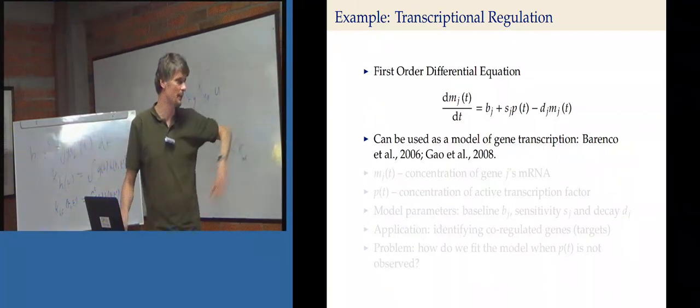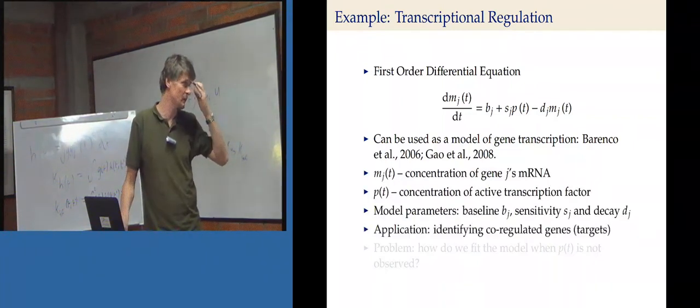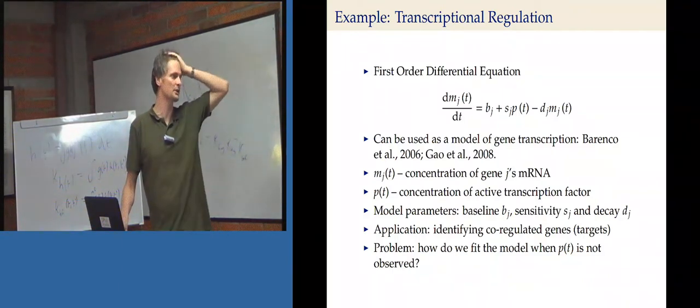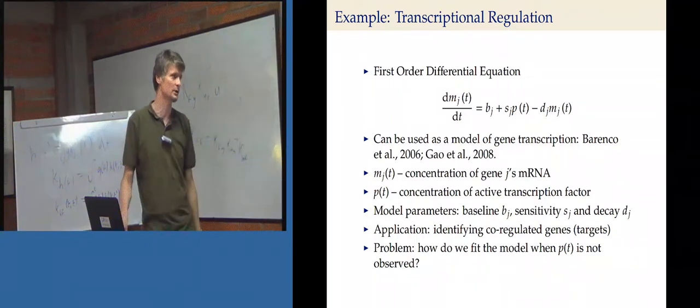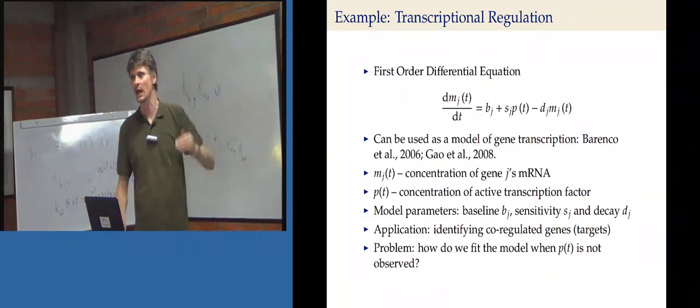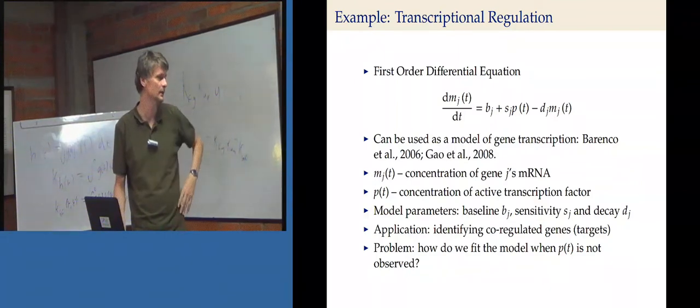And Pei Gao is my postdoc, and we show results on this in a paper there. So we've got the concentration of the gene's RNA, which is something we can measure, and then we've got the concentration of active transcription factor that's turning on the RNA. We can't measure that. And there's some other parameters associated with the transcription, like a baseline transcription rate, a sensitivity, and a decay rate. The mRNA tends to decay over time, which is why we need this type of system.